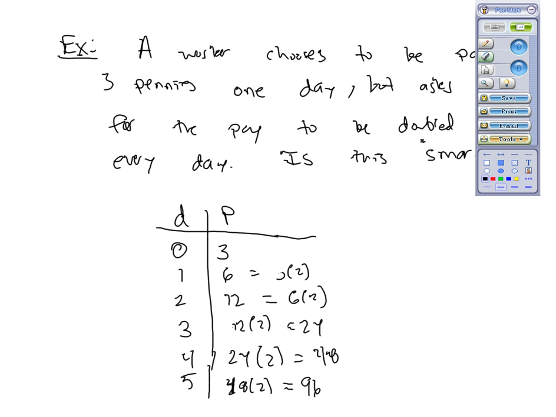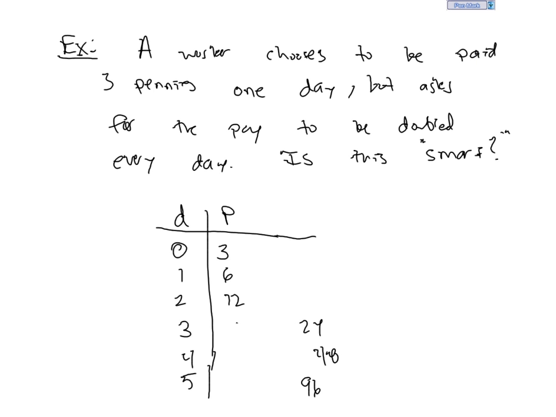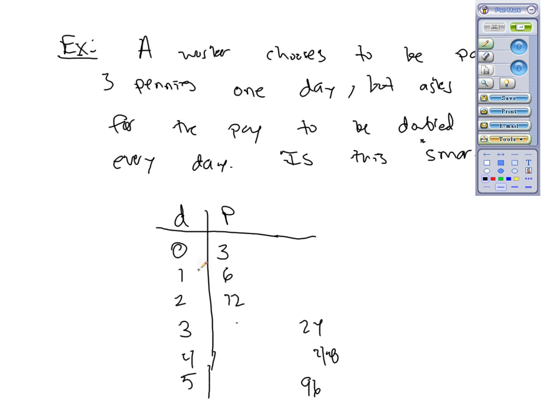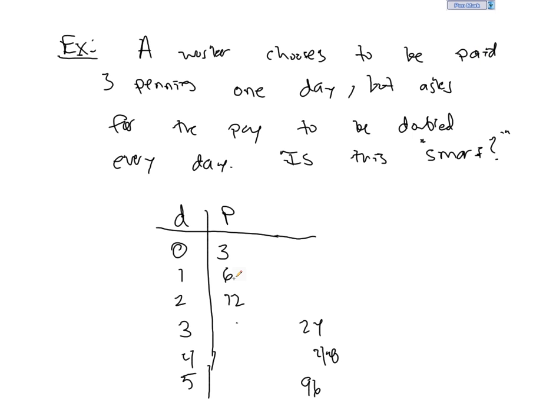For a second here, I'm going to erase all of the work just so we have the final answers. And now let's see whether the change in the outputs is constant. Well, at first, from 0 to 1, the output increases by 3, then it increases by 6, then by 12, then by 24, then by 48. So the change in P is not constant.